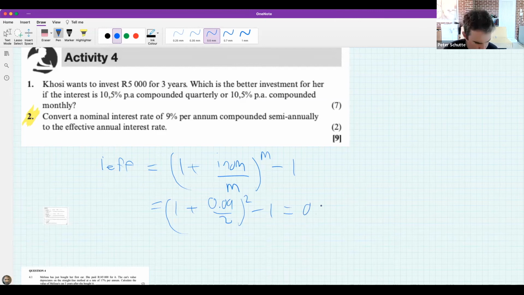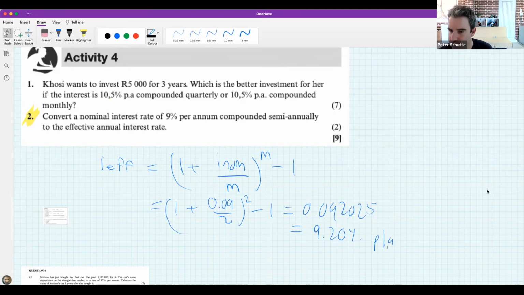So what I see is 0.092025. When written as a percentage, it'll be 9.20% per annum. Alrighty. That was looking pretty good to me. Oratile, I see the answer. Manolo, Malalo, Siliziwe. Fantastic.